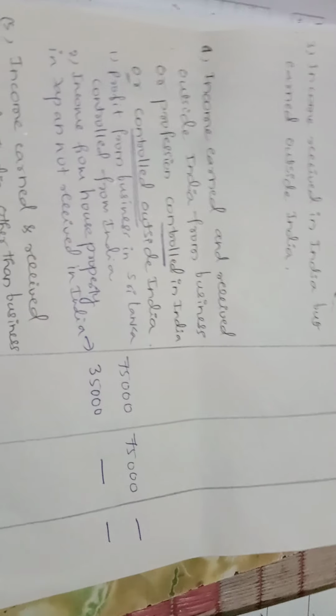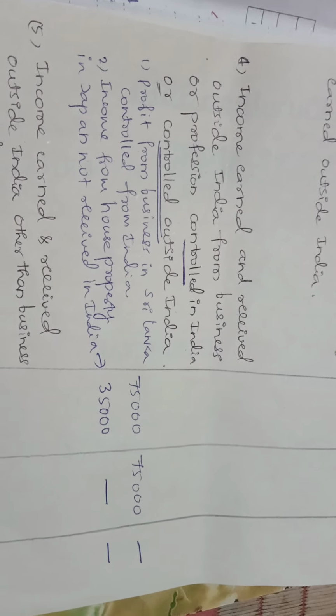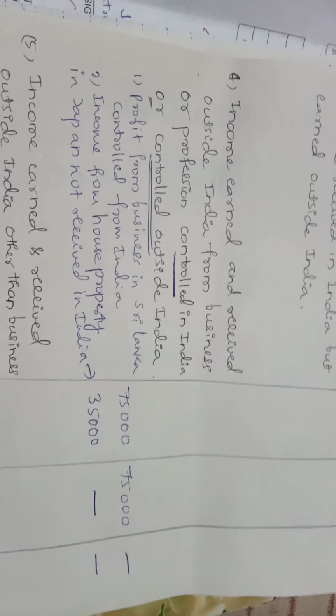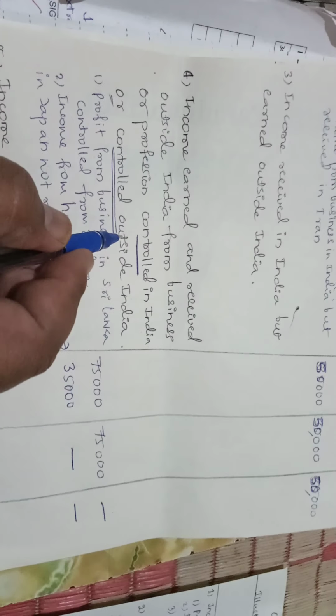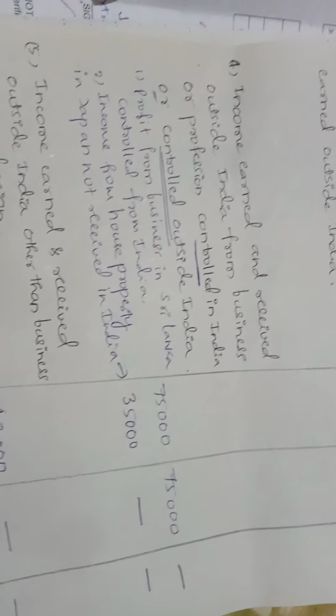What is the amount? 35,000. Why? Because we thought that if the information is silent with respect to the controlling aspect, then it is treated as controlled outside India only. That is why only in the first column we are going to show the amount.